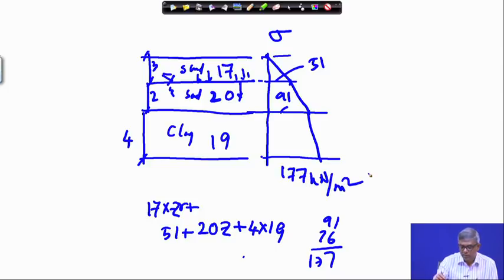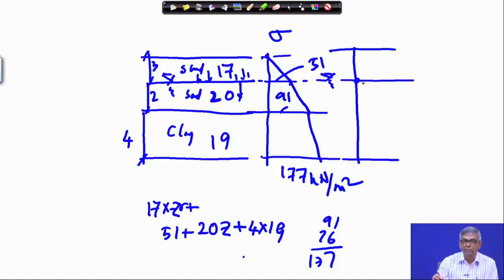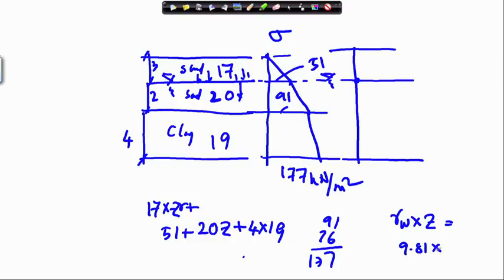kilonewton per meter square. Then u, considering the water table is here only, the hydrostatic pressure will be 0 here, that means atmospheric, and then it will be increasing over depth, gamma w into z. Gamma w is 9.81 into z, increasing. So, this will be 2 plus 4, 6. So, 6 into 9.81 is 58.86. So, this is sigma and this is u.